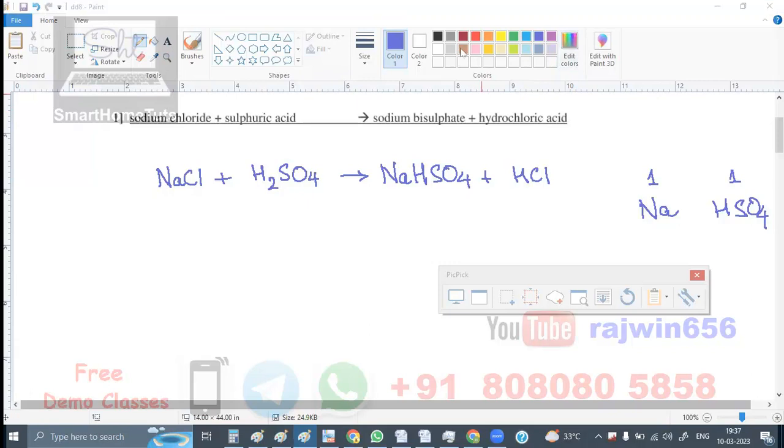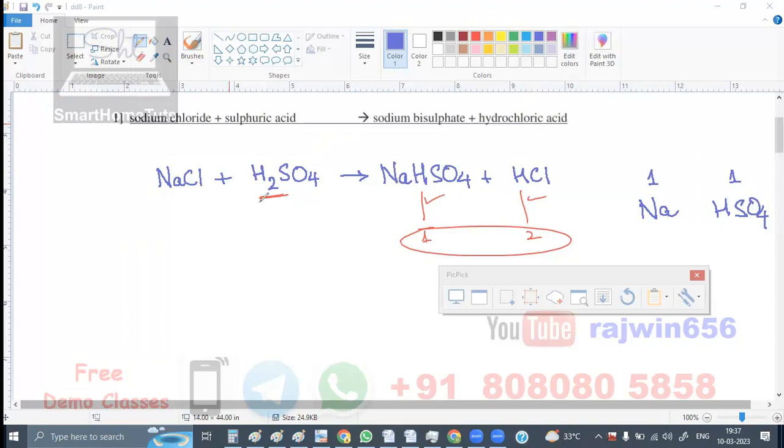Okay, balancing is quite simple. Na is here, both of them are 1, 1. Cl is 1, Cl is 1, that is also balanced. H2, there are two hydrogens, 1 and 2. Two hydrogens. H2, hydrogen is also balanced. Sulfur is 1, sulfur is 1, oxygen is 4, oxygen is 4. All elements are already balanced. It is already a balanced equation.